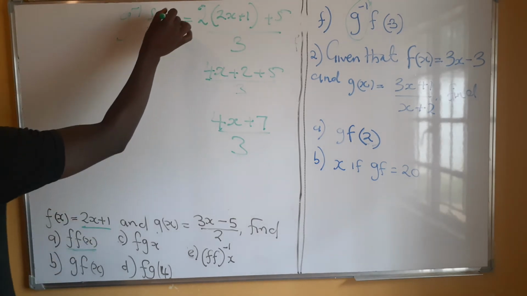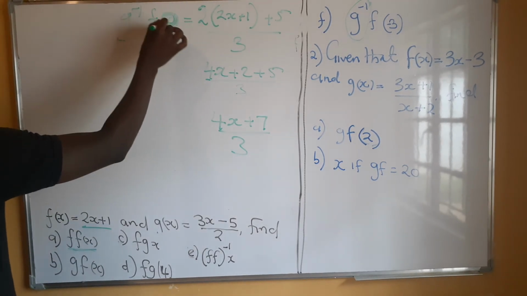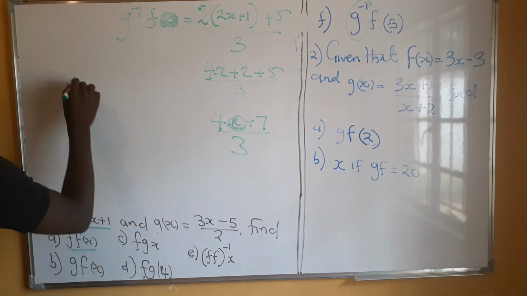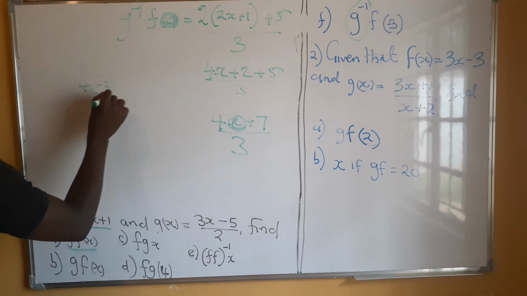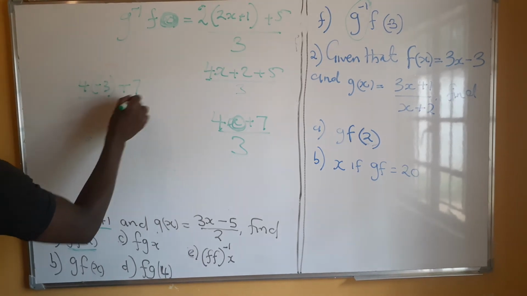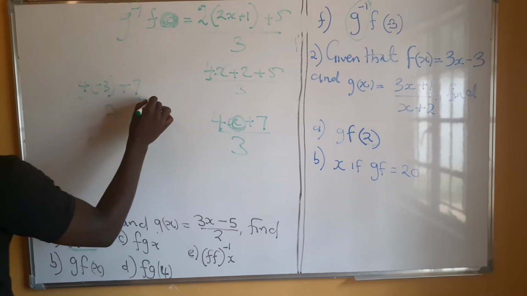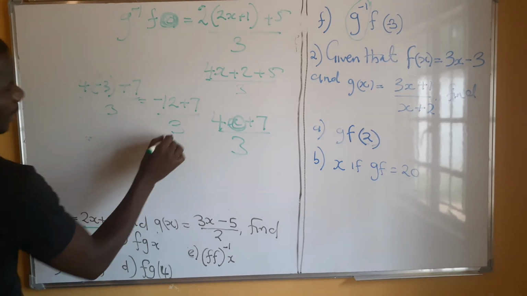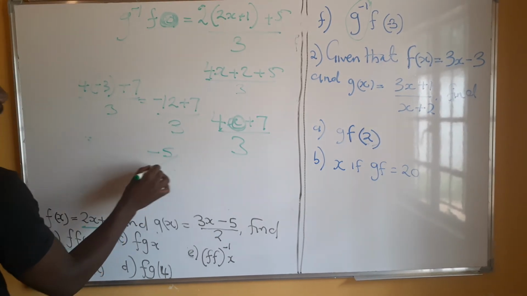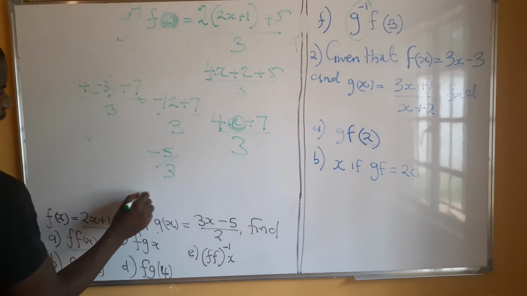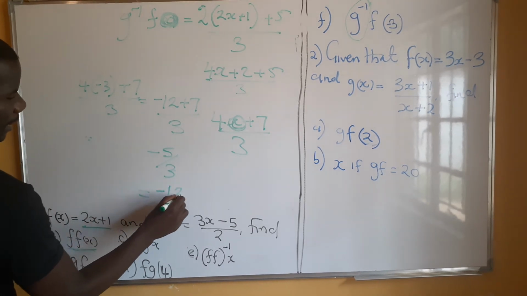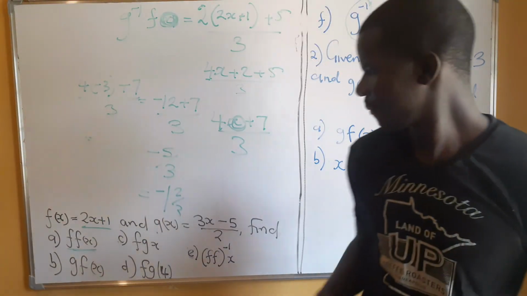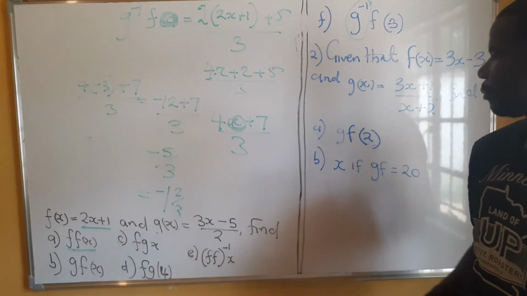So what we're going to do, since this part now has to be replaced with the negative 3, I'm going to put negative 3 here. So it is going to be 4 times negative 3 plus 7 over 3. I'm going to have negative 12 plus 7 over 3. This is going to give me negative 5 over 3. Or finally, if I want, I can have negative 1 and then 2 over 3. This is what is going to be my answer here.